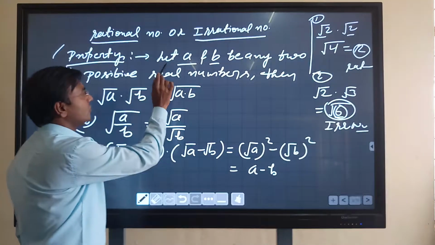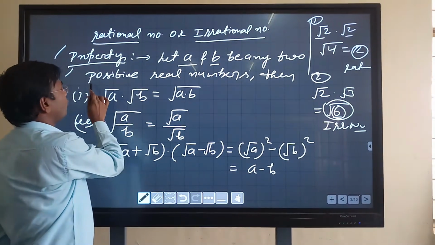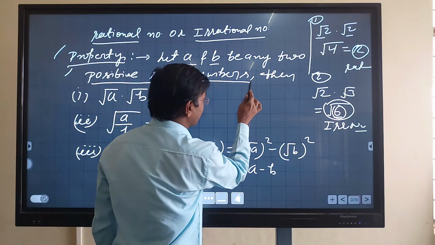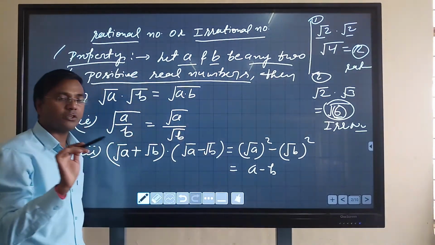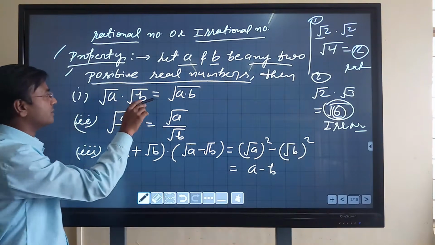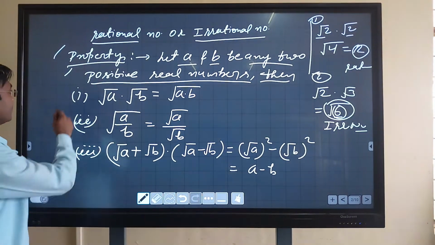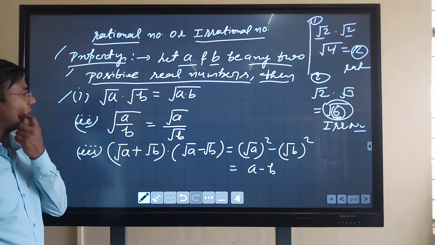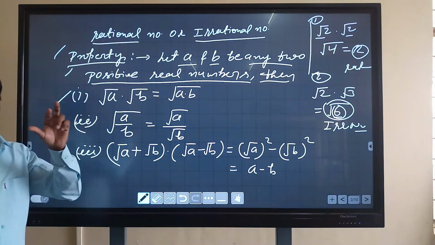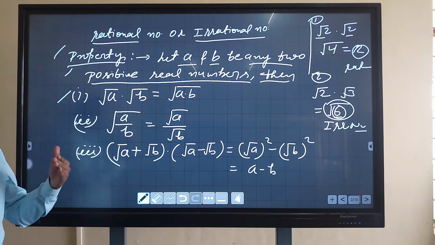See, let A and B be any two positive real numbers. Make sure A and B are what? Any two positive real numbers. Then what does the property state? First, the very important property where a lot of students make mistakes. I'll explain.